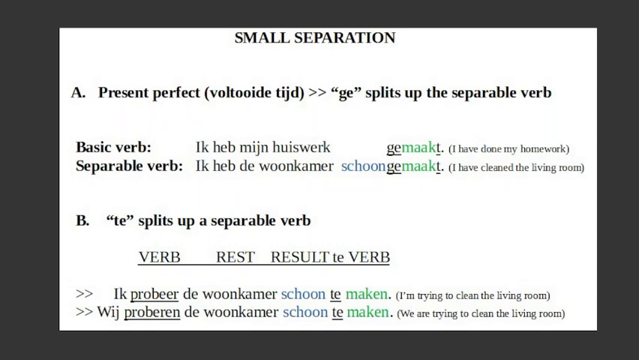The second scenario is when you use the word te, about which you can learn more in this video of mine. This word, just like the prefix ge, comes in between the 2 parts of the separable verb. The example sentences here are: ik probeer de woonkamer schoon te maken. And wij proberen de woonkamer schoon te maken.